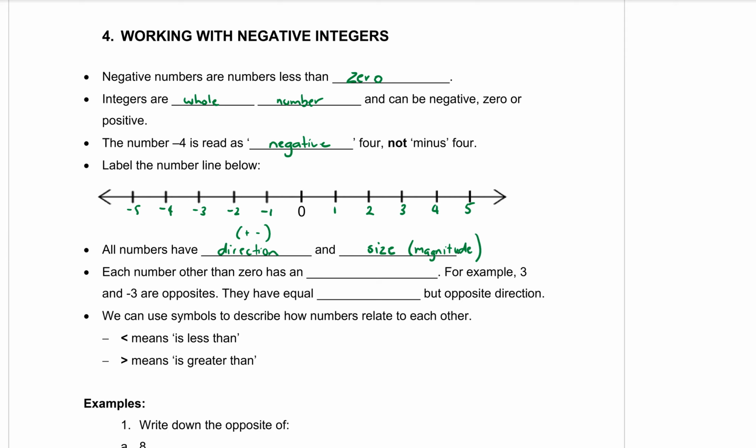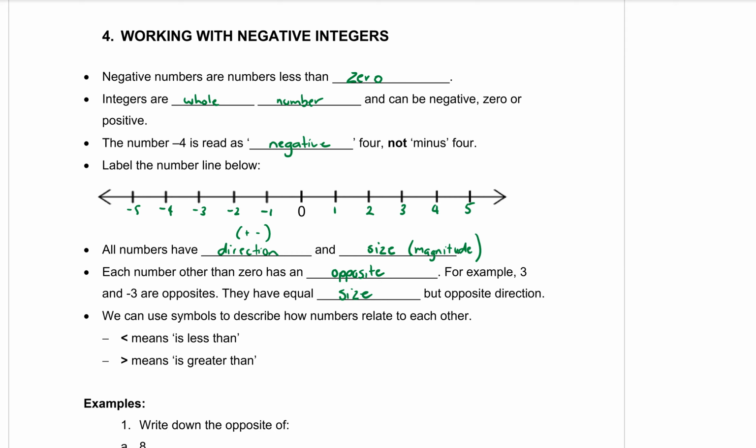Okay. So each number, other than 0, has an opposite, and that's what I was just mentioning. So for example, 3 and -3 are opposites. They have equal size, but opposite direction.